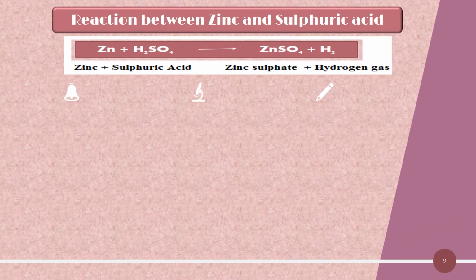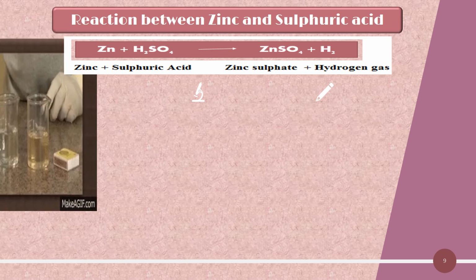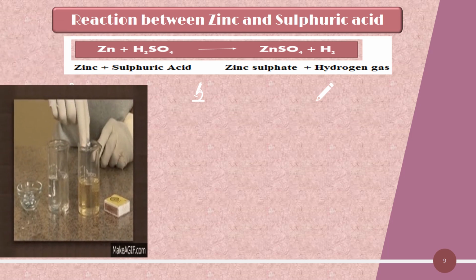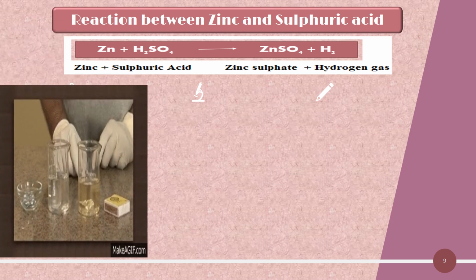Coming to the last topic of the lesson, over here we'll see how zinc reacts with sulfuric acid. The word and chemical equation show that zinc reacts with sulfuric acid to produce zinc sulfate and hydrogen gas. It's a simple process. The first step is to add metal in the acid. The bubbling of gas shows that reaction has taken place.